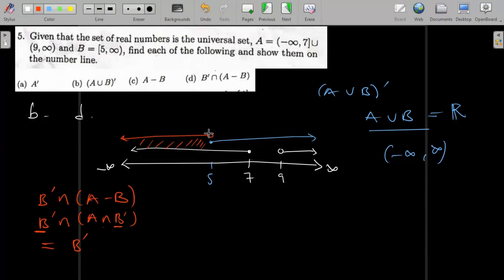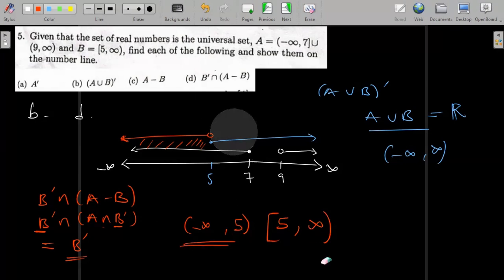So when you check what B complement is, the set B is 5 all the way up to infinity. So then B complement means what is not in here. 5 is in B, so 5 will not be in the complement, it is open there. But the numbers from 5 going down to negative infinity will sit in the B complement. This is the plot which we have here in red, and that is what we get, because it simplifies just to B complement. So this here is going to be your answer.